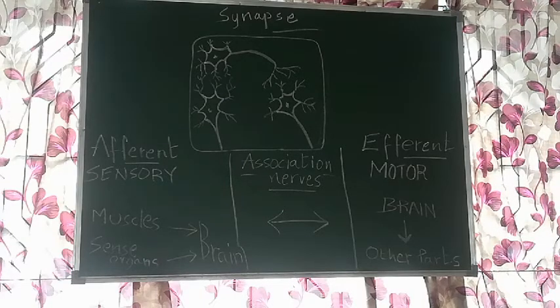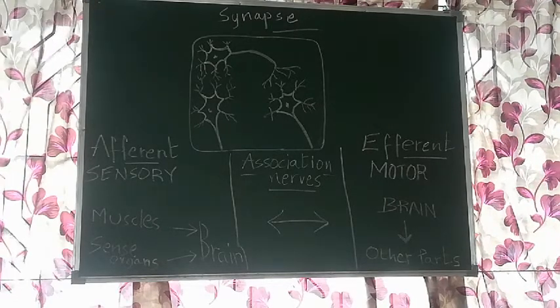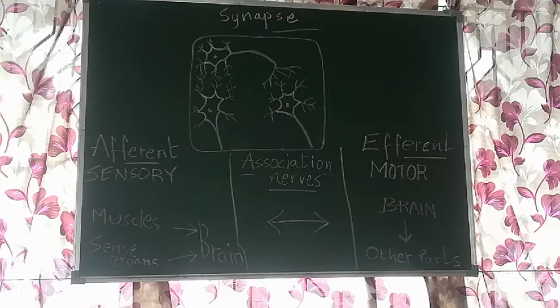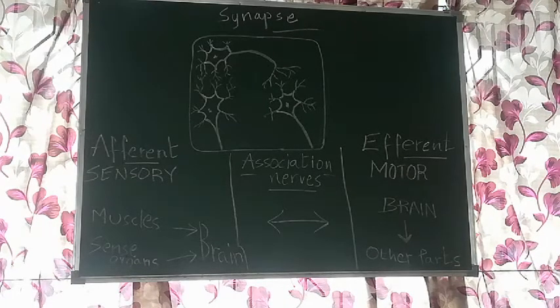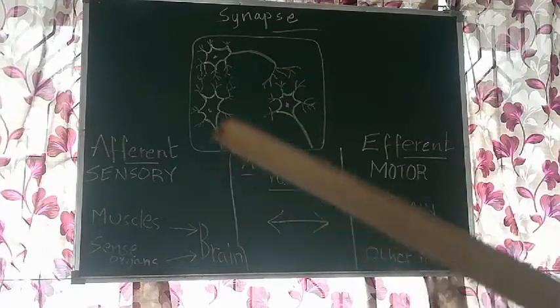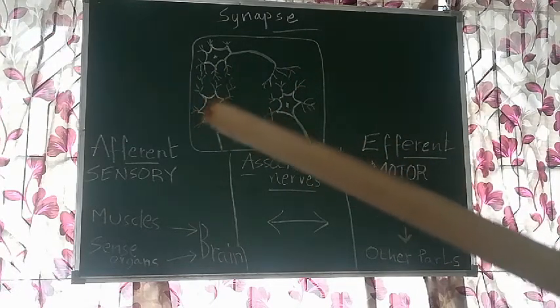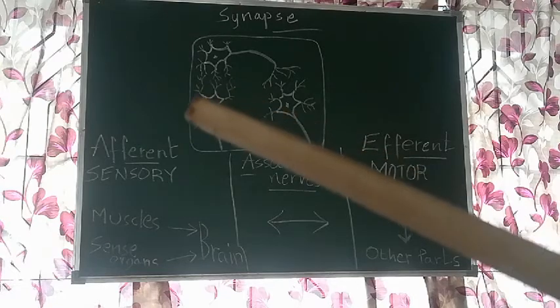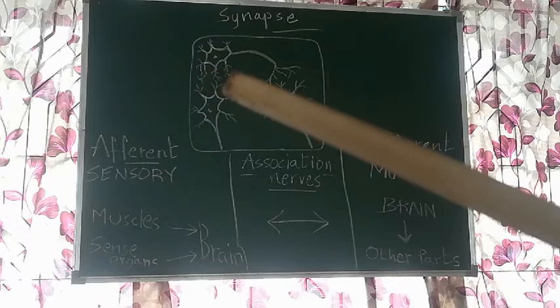We will know. This synapse is present when the dendrites of one neuron meet the dendrites of another neuron, or else when the dendrites of one neuron meet the axon terminals of another neuron. See here in the picture. This is a synapse and this also is a synapse. This is the cell body, and these are the tiny dendrites coming out. It's the same here, the cell body and tiny dendrites coming out.